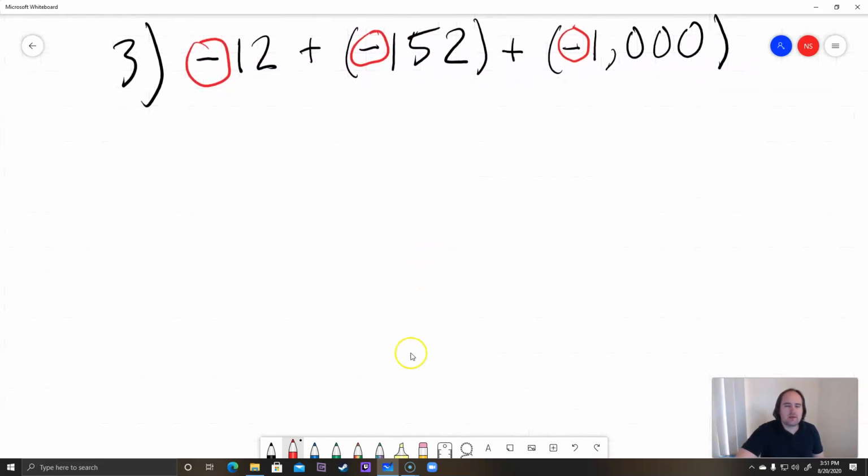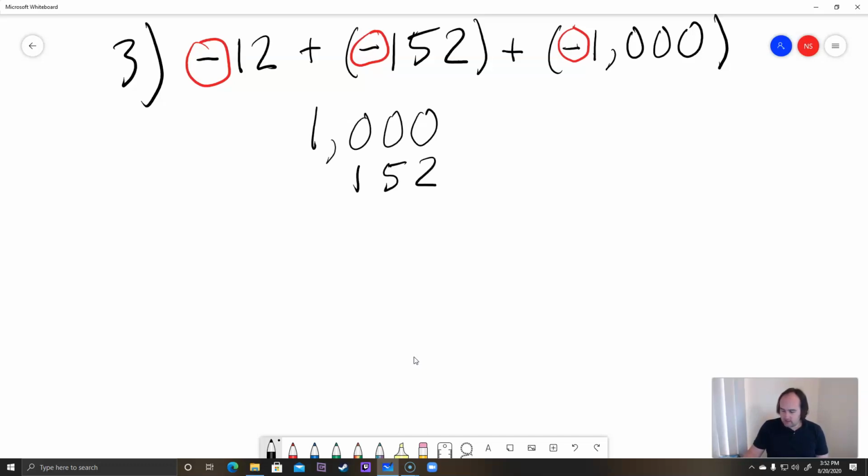But here we have 3 numbers to add. So when you have this many numbers, either type them all into your calculator or line them up vertically. I'm going to go ahead and write it out. So what we have here is 1,000. That's the biggest number. And then we have 152. And then the last number is 12.